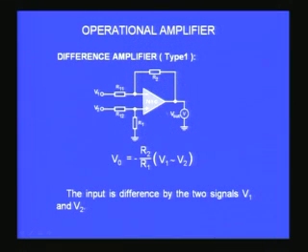In the previous circuit, if you go back, you can see V1 is given to the inverting input and V2 is given to the non-inverting input. Therefore, this will be coming out as minus constant multiplied by V1.